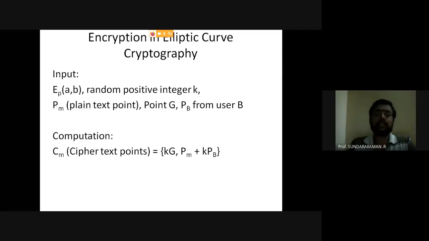we can construct the curve by applying it to the equation y square equals x cube plus ax plus b. So with Ep(a, b), we will be able to find out the curve.